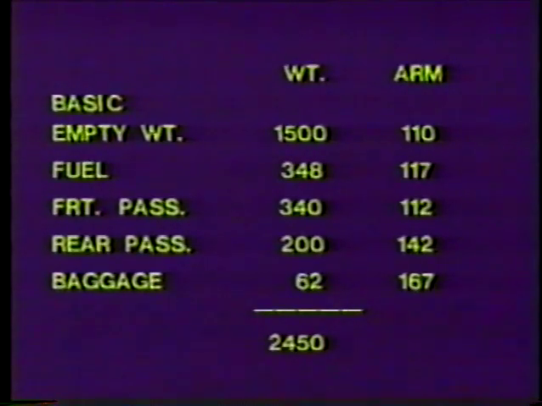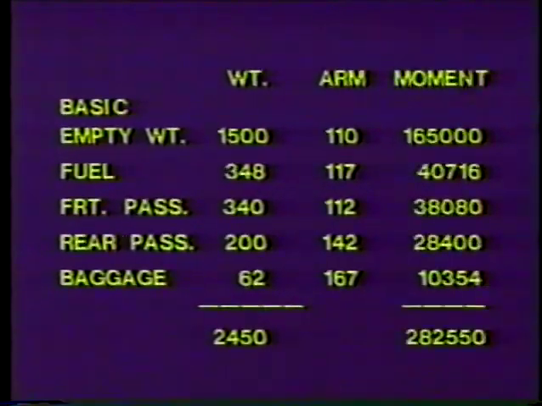Next, we determine the center of gravity location. Consult the pilot's operating handbook to find the arm values for each particular item on your worksheet. Your worksheet should look like this. Now to complete the problem. Fill in the remainder of your worksheet using the formula weight times arm equals moment. It should look like this.